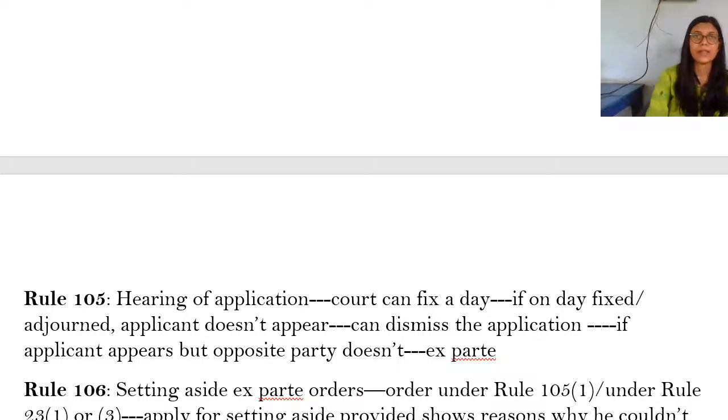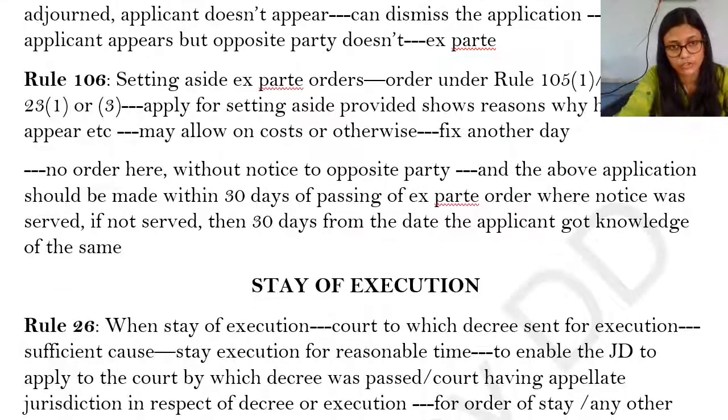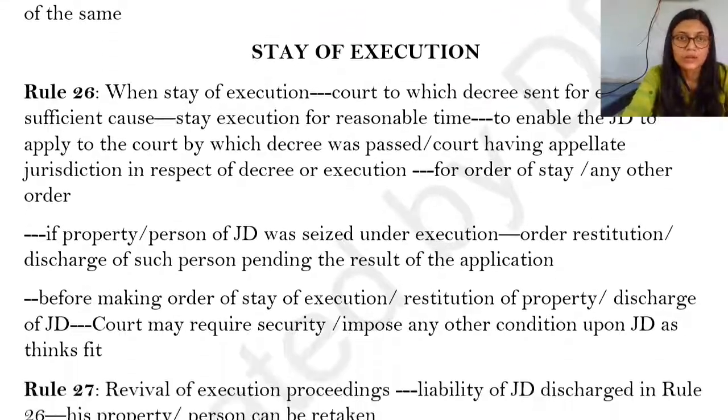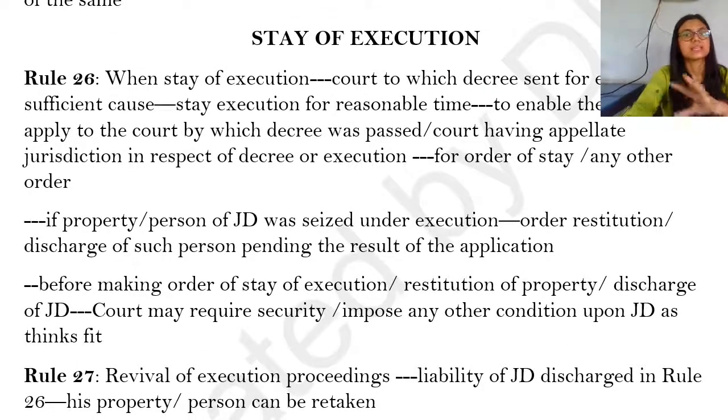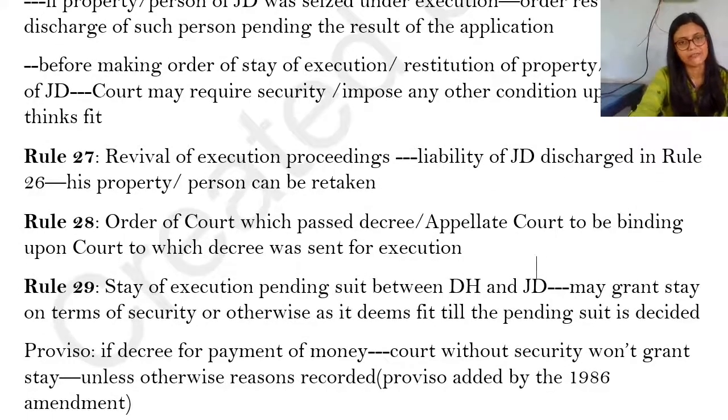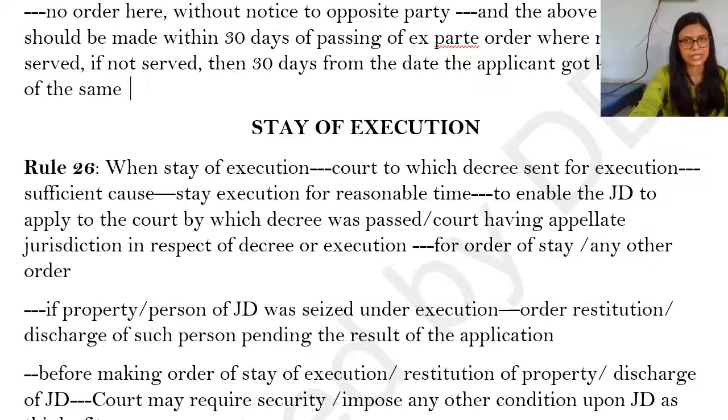We saw who is applying, what would be there, what would be the procedure if the process is being served, and what will be contained inside it. All this we saw under this particular heading of application for execution. Now there is another topic, that is stay of execution. Rules 26 to 29 we'll see here for stay of execution.